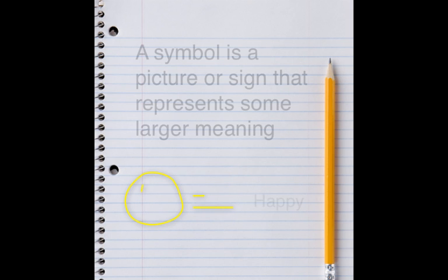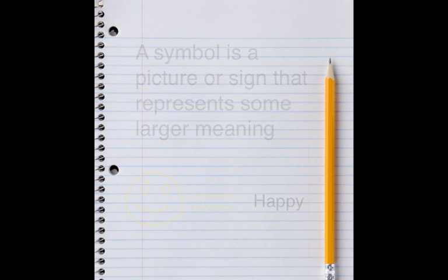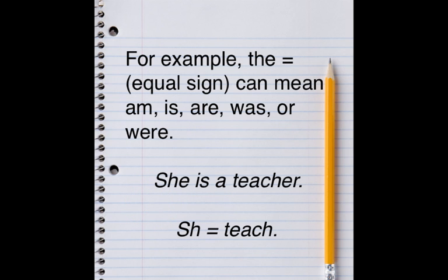A symbol is a picture or sign that represents some larger meaning. For example, the equal sign can be used to mean am, is, are, was, or were. As in, she is a teacher might look like this: SH equals teach.